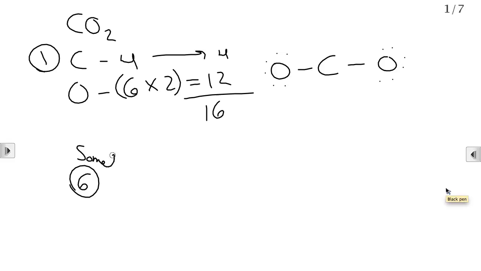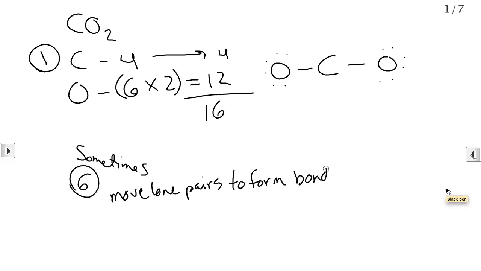Sometimes, if you need to, you will move lone pairs to form bonds with the central atom. So, let me show you what that looks like. I know some of y'all are writing it down. I don't want to do it while you're not looking. Sometimes in a case like this, that carbon only has 4 electrons. That ain't okay. They all have to have 8. So what I'm going to do, watch this.